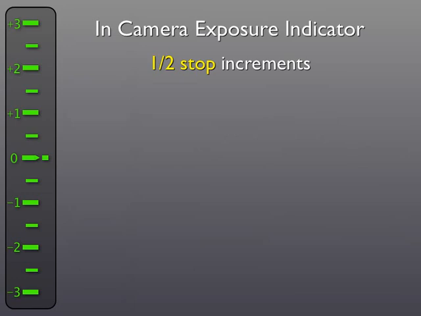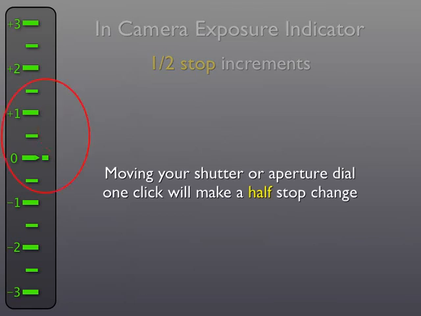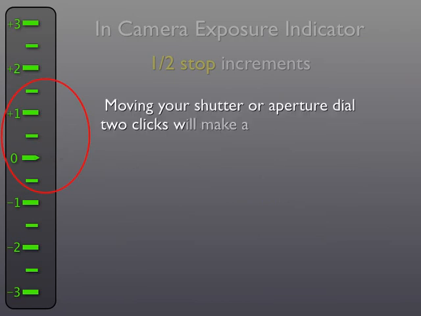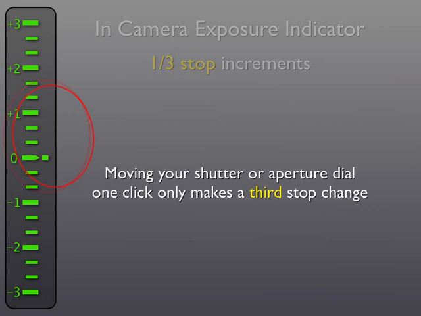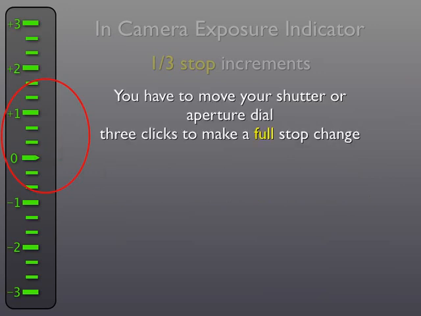In this example, our camera is displaying half-stop increments. So, moving your shutter aperture dial one click will make a half-stop change. Moving your shutter aperture dial 2 clicks will make a full stop change. Here our camera is set to 1/3 stop increments. You can see there's a couple of extra hash marks in between the full stops. Moving your shutter aperture dial 1 click only makes a 1/3 stop change in this case. You have to move your shutter aperture dial 3 clicks to make a full stop change.